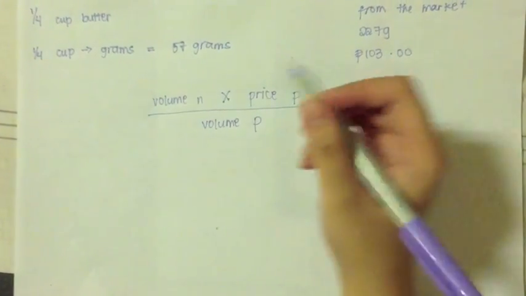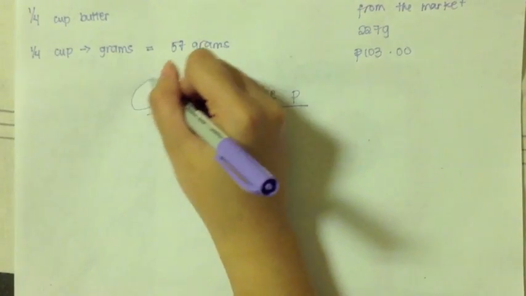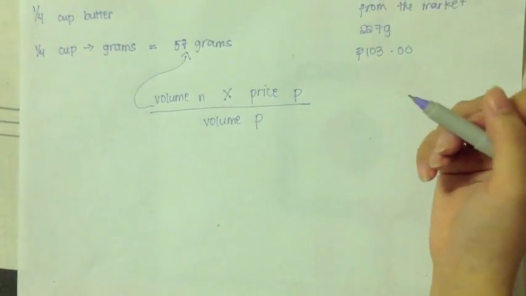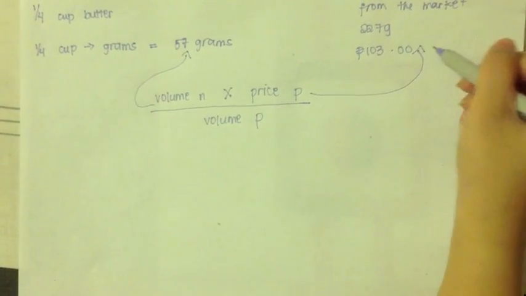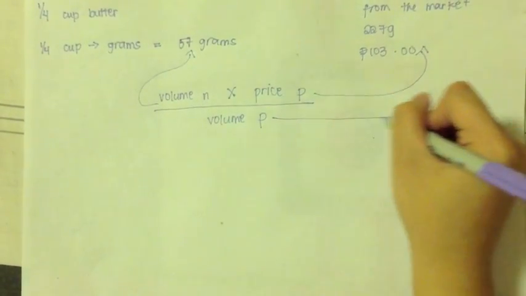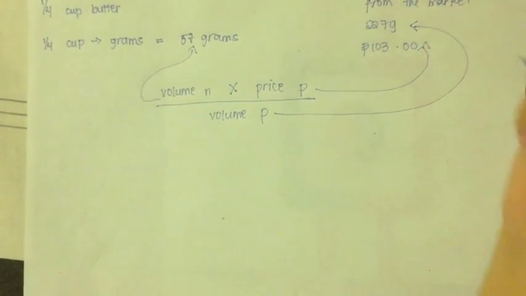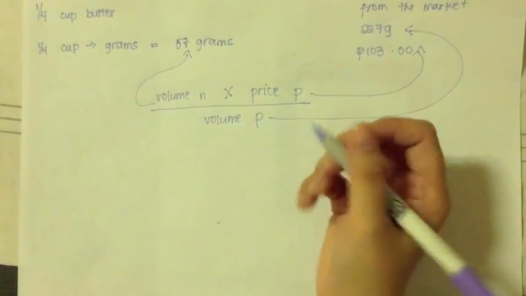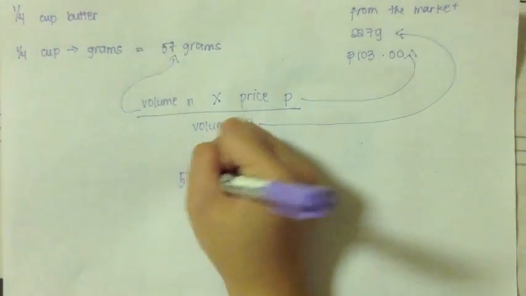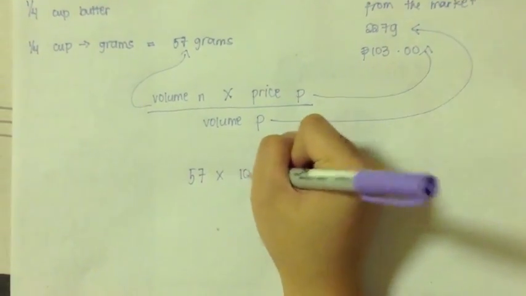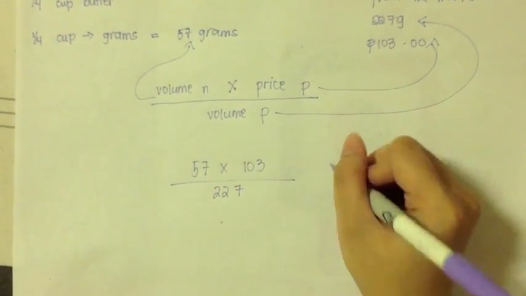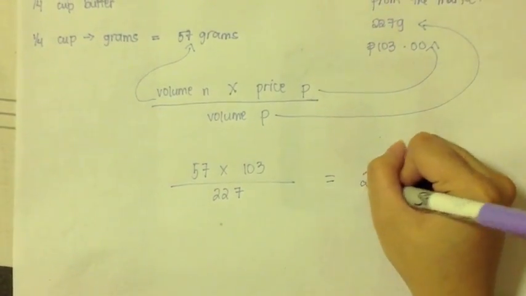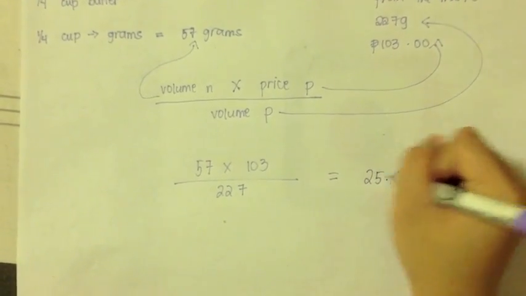So the volume needed is the 57 grams and the price of the product is the 103 pesos. The volume of the product is 227 grams. So we will compute for 57 times 103 over 227, which will result to 25.86 pesos.